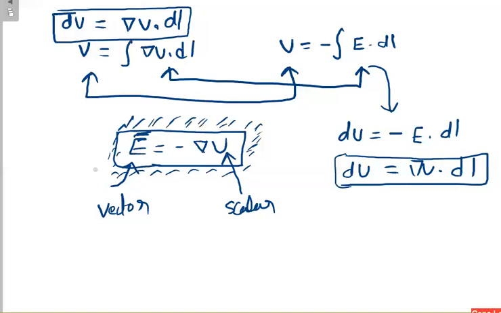Once again, please note down what is the unit of this electric field. Generally, what is the unit of electric field? Volt per meter, because the unit of voltage is volt. You are making a differentiation, and in differentiation dx comes in the denominator. That means volt per meter. Then what is this equation telling?